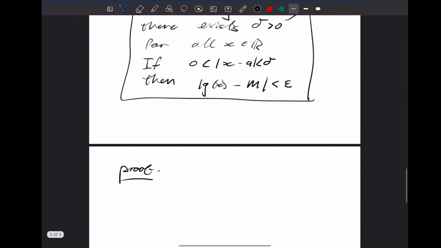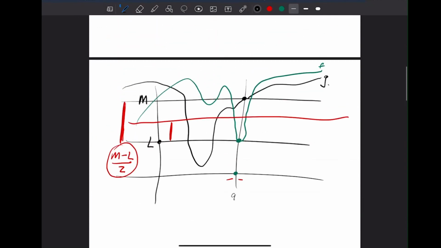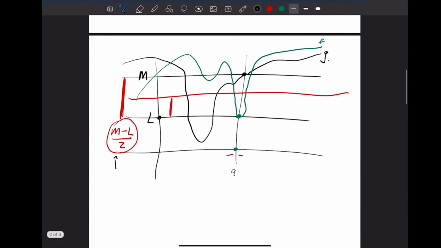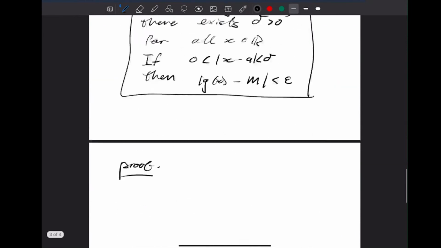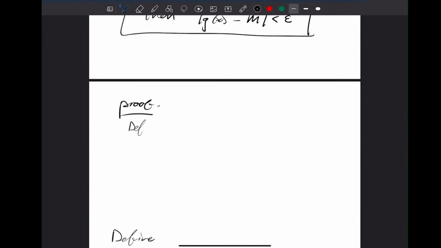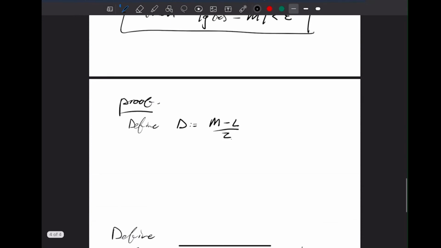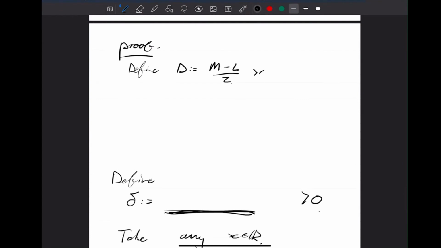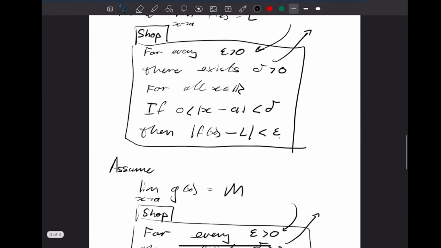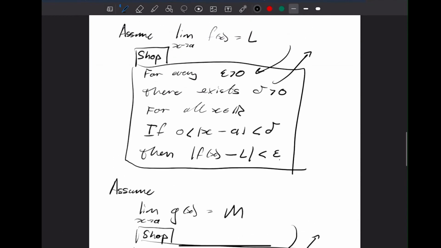Okay. And what are we going to do? Well, we're going to cut this interval in half. And we've already seen, well, what is halfway? Halfway is m minus L. So let us define d to be m minus L over 2. And that is a positive number. And now we're going to use this positive number to pay for deltas at the shop.